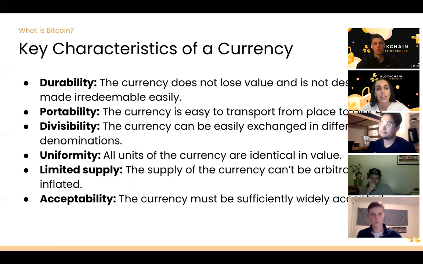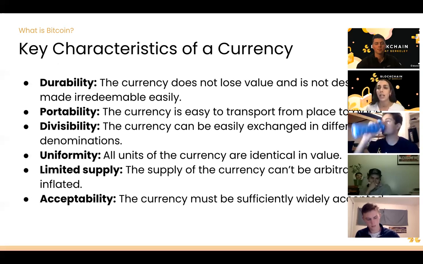And then portability, which means that the currency can be easily transported. So if I'm home right now and I want to go get a coffee from Strata, I want to be able to take my dollar bill with me. If I can't move it around with me and transport it, then it's not really of any use to me.